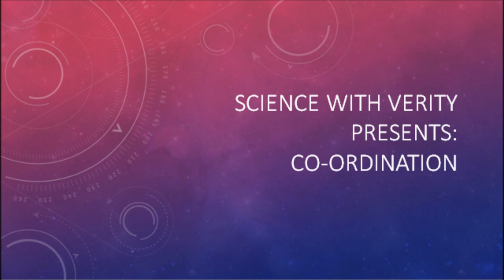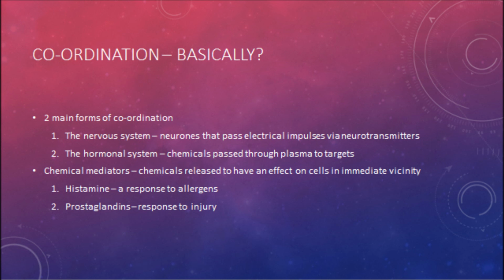Today we are going to be looking at coordination, which is how the different systems within the body work together. There are two main types of coordination in mammals. The nervous system, which is formed of neurons that pass electrical impulses along the length and target cells by secreting neurotransmitters. This results in rapid communication with short-lived responses that are localized. The hormonal system produces chemicals to target cells, and this is a slower, longer-lived, and more specific type of communication.